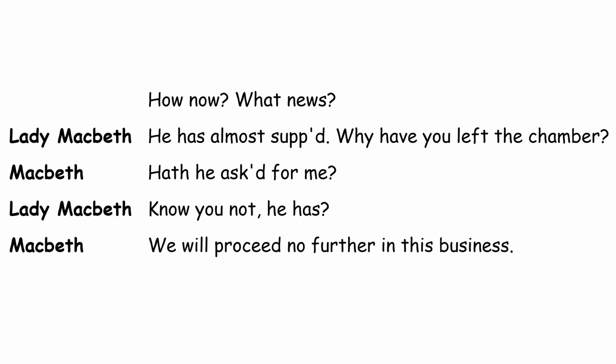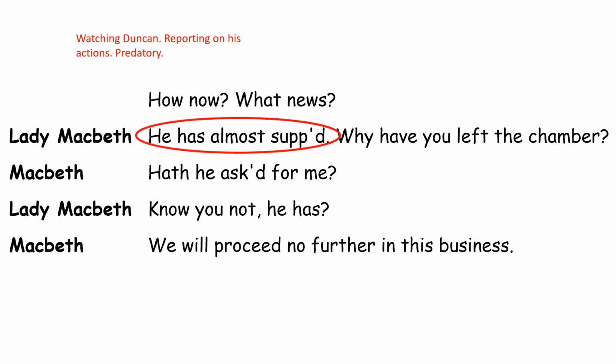So as soon as his wife enters, he says, "How now? What news?" You can see the worry in his voice. You can see he wants to know exactly what's going on. You can see he's a little bit jumpy here. Lady Macbeth says he has almost supped. He's almost finished. He's almost ready. She's watching Duncan, reporting on his actions, and for me that gives a sense of a predatory character. She is watching him. She is making sure she has the advantage. She's not letting him out of her sight.